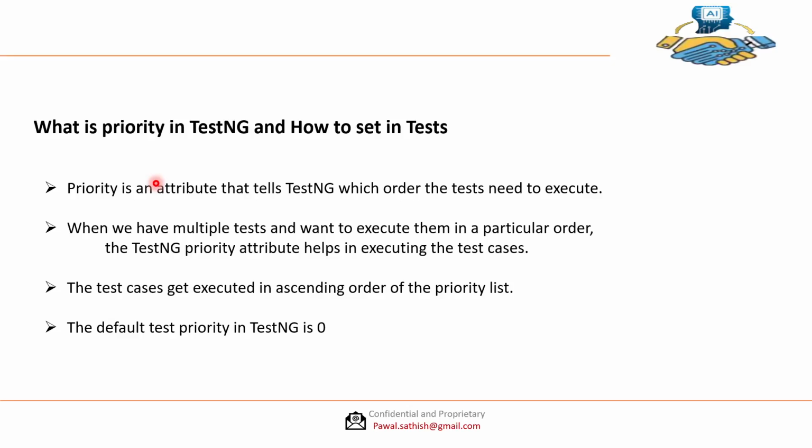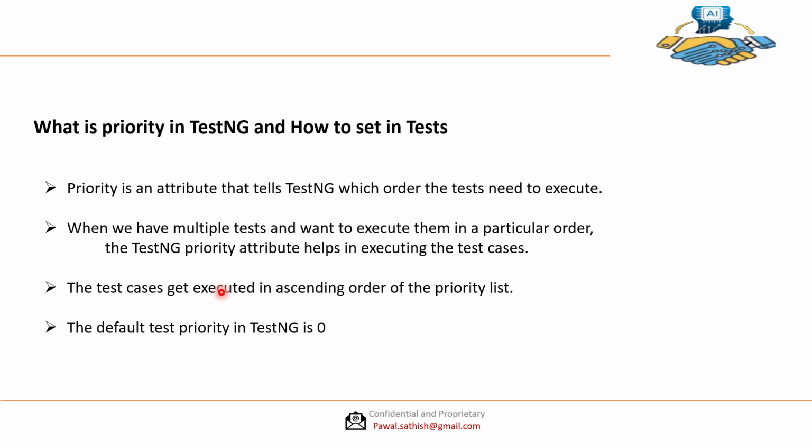Hello everyone. In today's session, we'll talk more about the priority annotation in TestNG and how we can set it in a test. Priority is an attribute that tells TestNG in which order the tests need to execute. When we have multiple tests and want to execute them in a particular order, we can use the TestNG priority attribute. That test case gets executed in ascending order of the priority list.